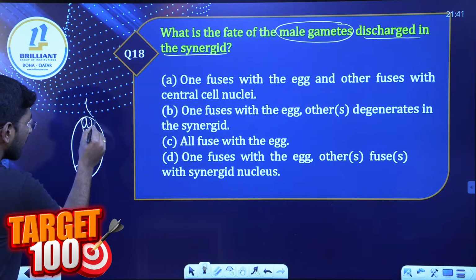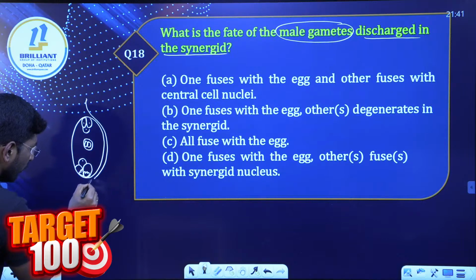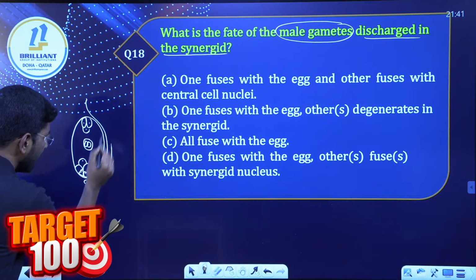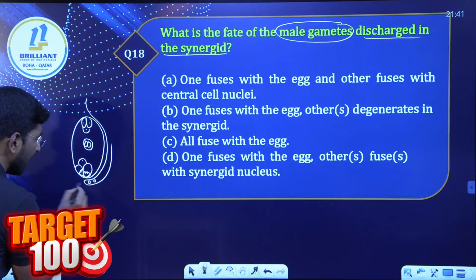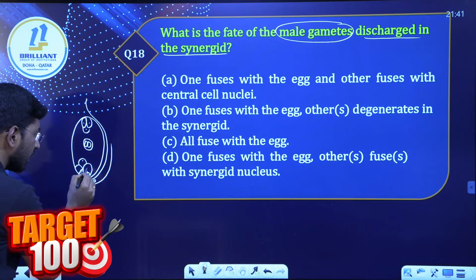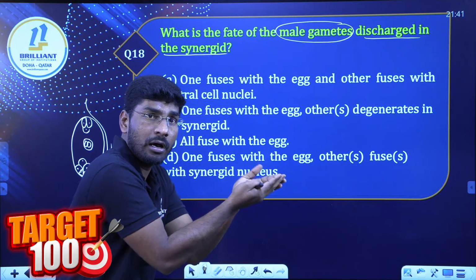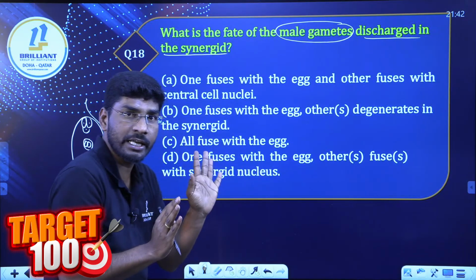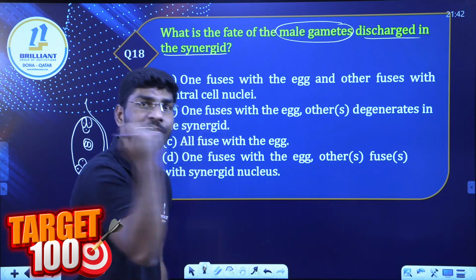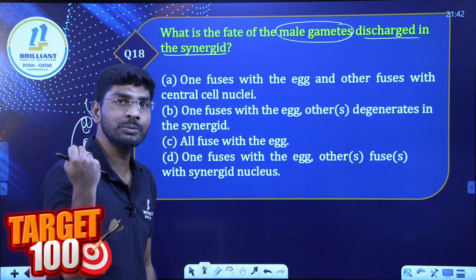Fine. Now the pollen tube is coming. At the end of the pollen tube, what is there? 2 male gametes are there. Now look here, first male gamete and second male gamete. We know the pollen tube first enters into the synergid, and this degenerated synergid will guide to what? The egg cell. So fertilization takes place. There are 2 male gametes. What is the fate of this one? What is the fate of this one?